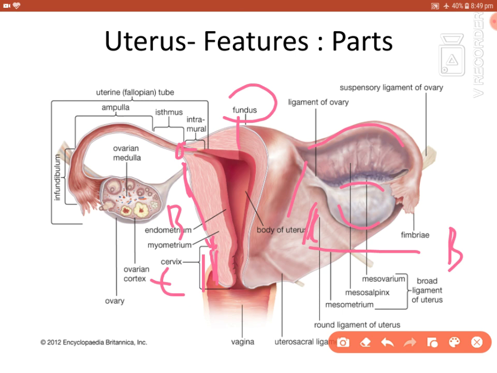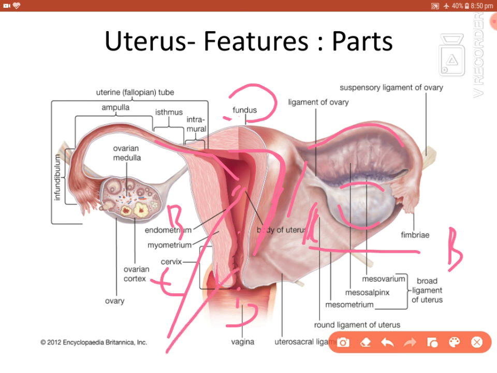Then here, this is the uterine cavity. It is triangular in section. It communicates superiorly with the fallopian tube and inferiorly with the vagina. The cavity of the cervix is called the cervical canal.